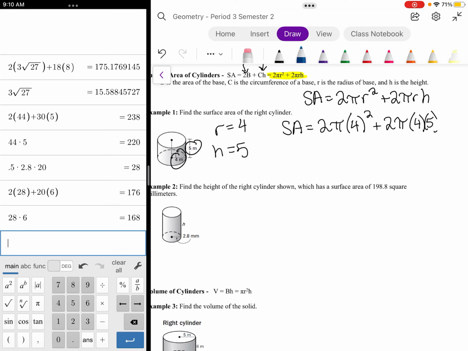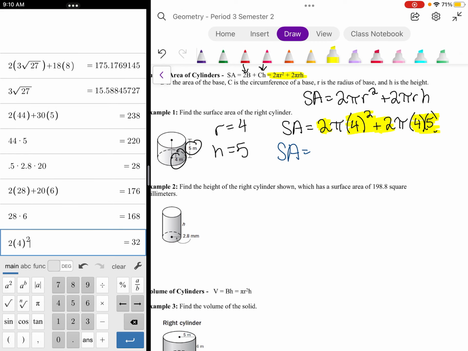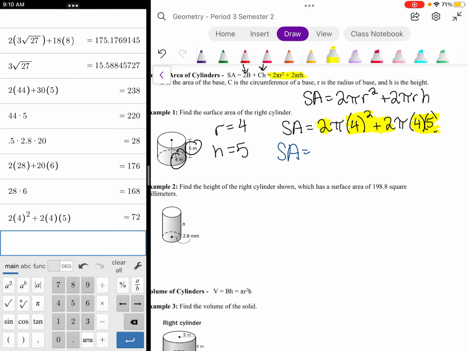Sometimes you're going to have to give your answer in terms of pi. To do that, you are just going to type everything into your calculator except for the pi button. You want to make sure you get the radius squared and the plus sign, because a lot of times that's what people forget when they type it into their calculator. So we're going to type everything except for pi, the same way that it showed up in our formula: 2 times 4 squared plus 2 times 4 times 5, and we're going to get 72.